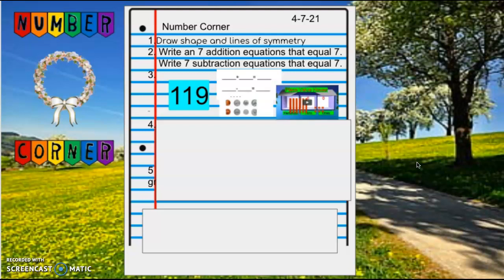Again, number 3, you are representing the number 119 with an addition equation, subtraction equation, coins that have a value of $1.19, and your 100 block, 10 sticks, and 1 block. Press pause if you need more time for number 3.